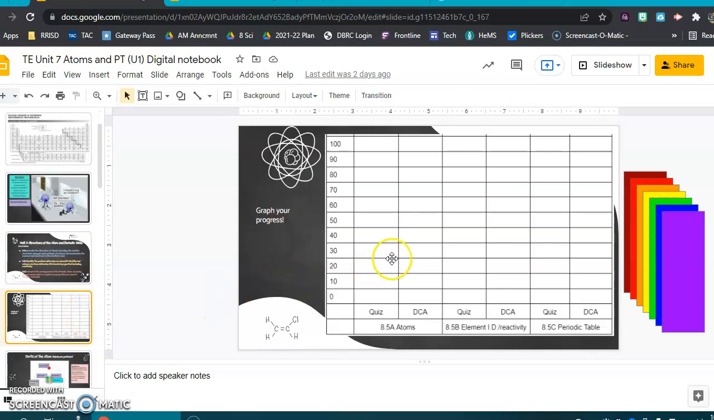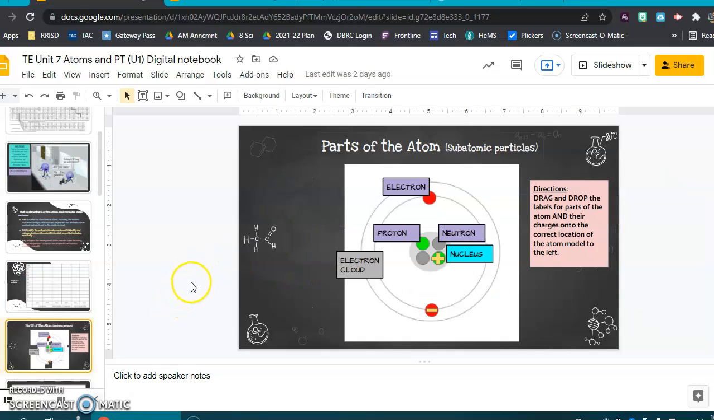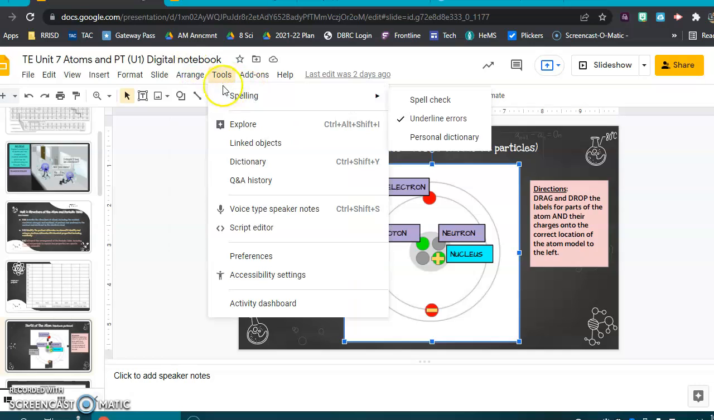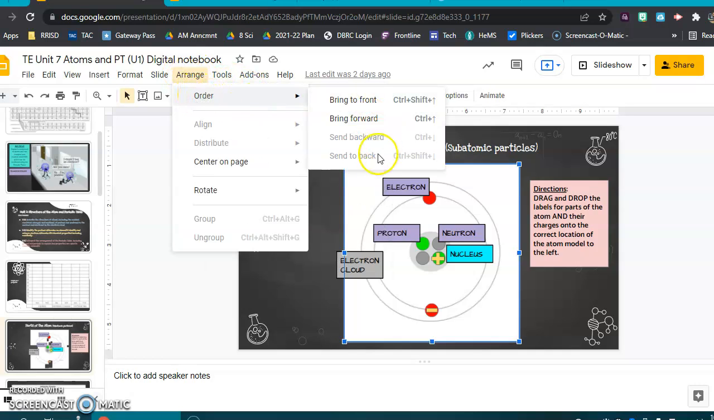The next slide is your graphing your progress. You can always see where you're at. The next one is the parts of the atom. And so here is labeled a complete atom. I took these and dragged and dropped them. Now the first thing you want to do is click on the white square, and click on Arrange, Order, and Send to Back. That's going to let the labels sit there so you can see them, okay? And now you're going to drag and drop them.